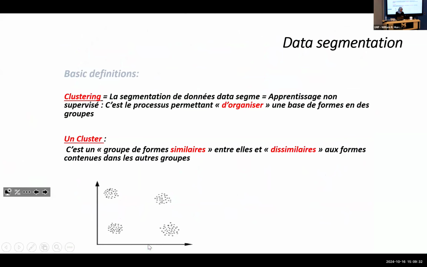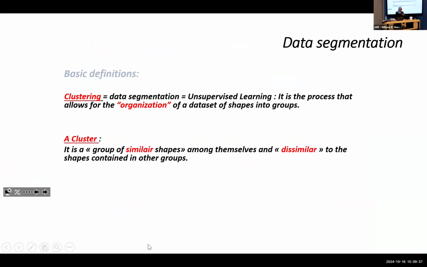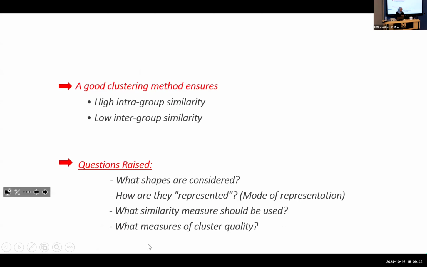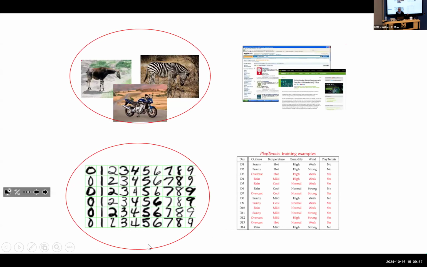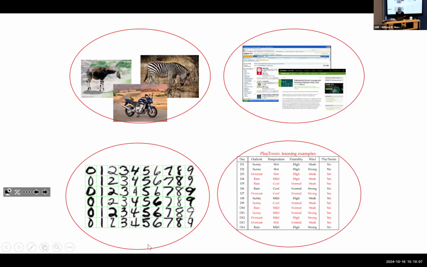So a cluster, as I was just mentioning, is a group of forms that are similar to each other and share similarity with other elements. A good clustering method ensures high intra-group similarity and low inter-group similarity. In this case, for example, I can find the groups that are similar. The first two have a common point: these are image data. Others, for example, are web pages, or in another case, a table, okay?